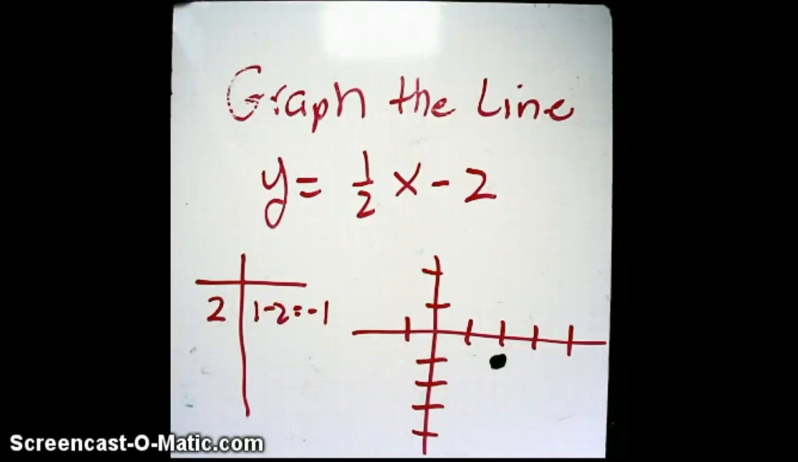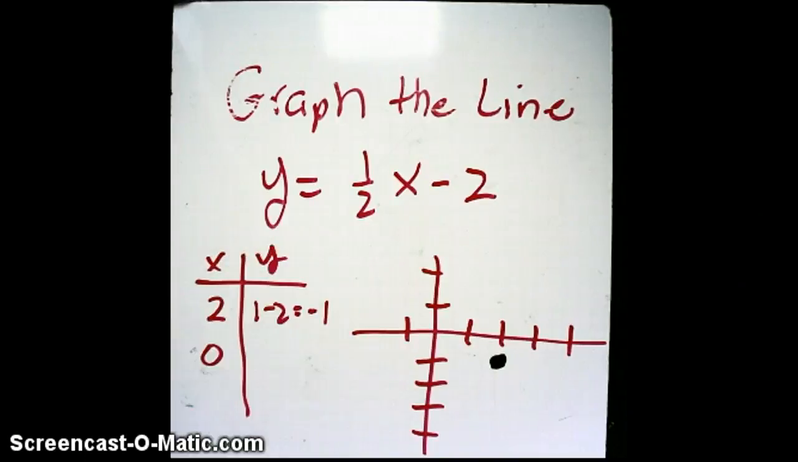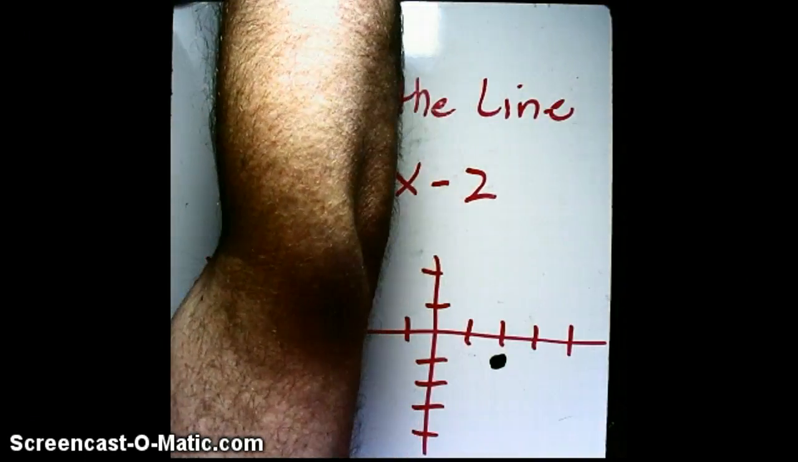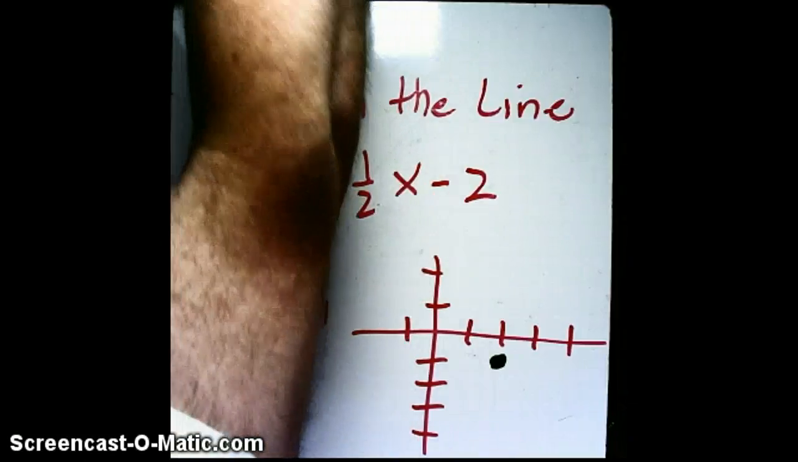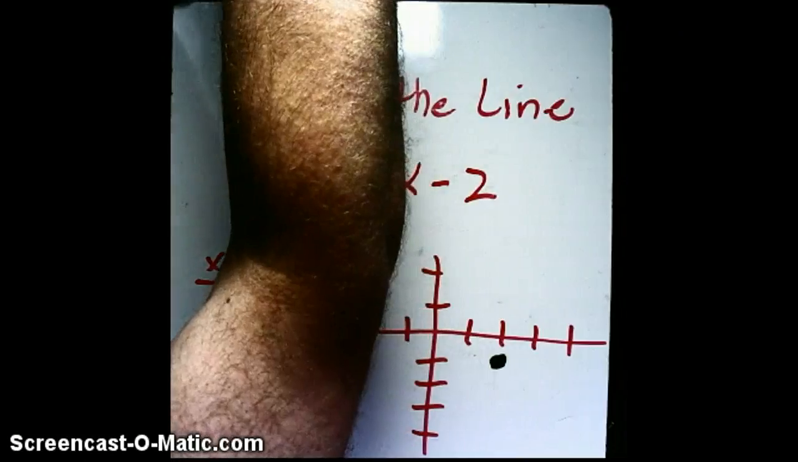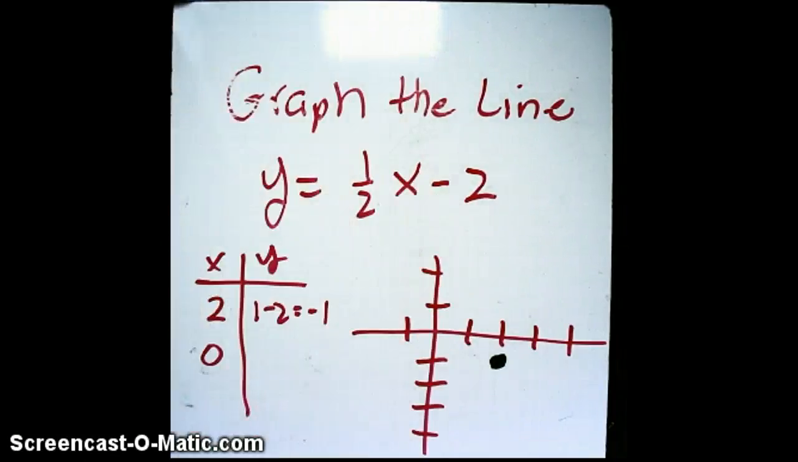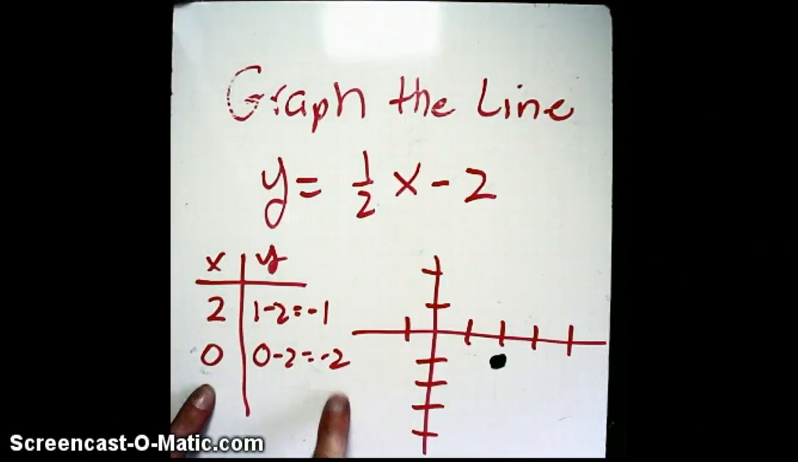Okay, now I could plug in a 0. That's a good point to pick. Remember, we're just trying to figure that out here. Hold on a second. Okay, so now here, plug in a 0, we get 0 minus 2, which is -2. 0, -2 is right here.